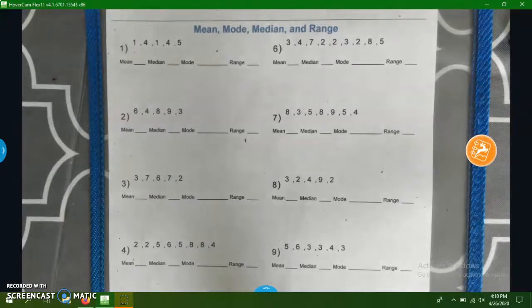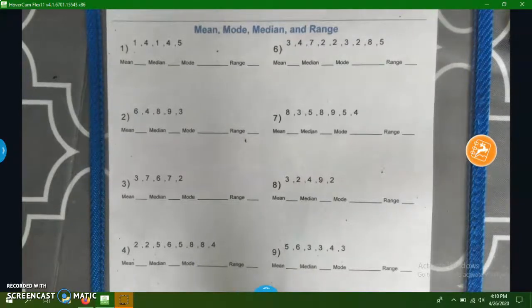Hi, this is the mean, median, mode, and range practice video. We have some different sets of data here, and we're just going to practice finding the mean, median, mode, and range for each of these sets of data.